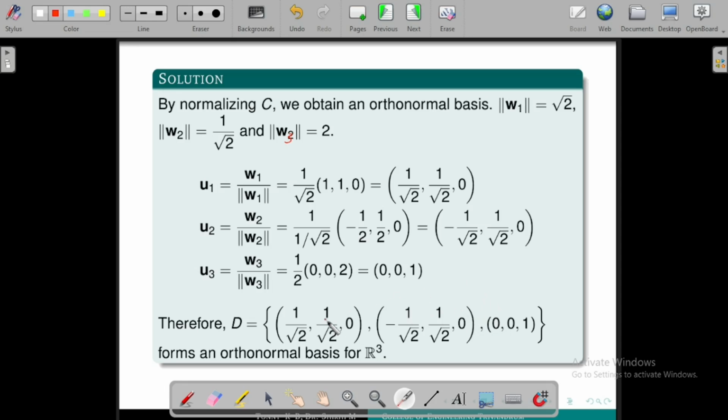Also, you can check whether the norm is equal to 1. Since we have constructed U1, U2, U3 in such a way that we divided each vector by its norm, clearly the norm of each vector must be 1. So we can conclude that this is an orthonormal basis for R3.